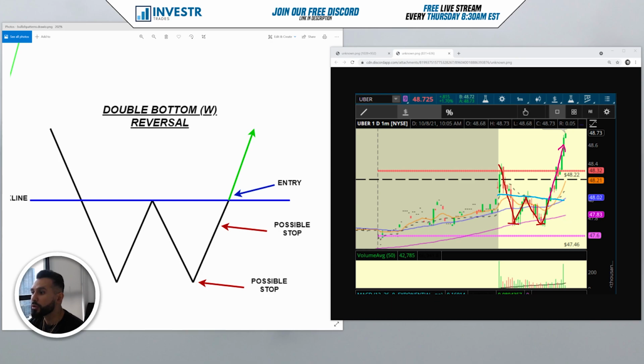Okay, so where could we have put our stops? We could have put our stops right here, or we could have put our stops right here, right? This would be our entry, and we had our stops right here and right here, and we just simply took off. All right, let's get into the other one.